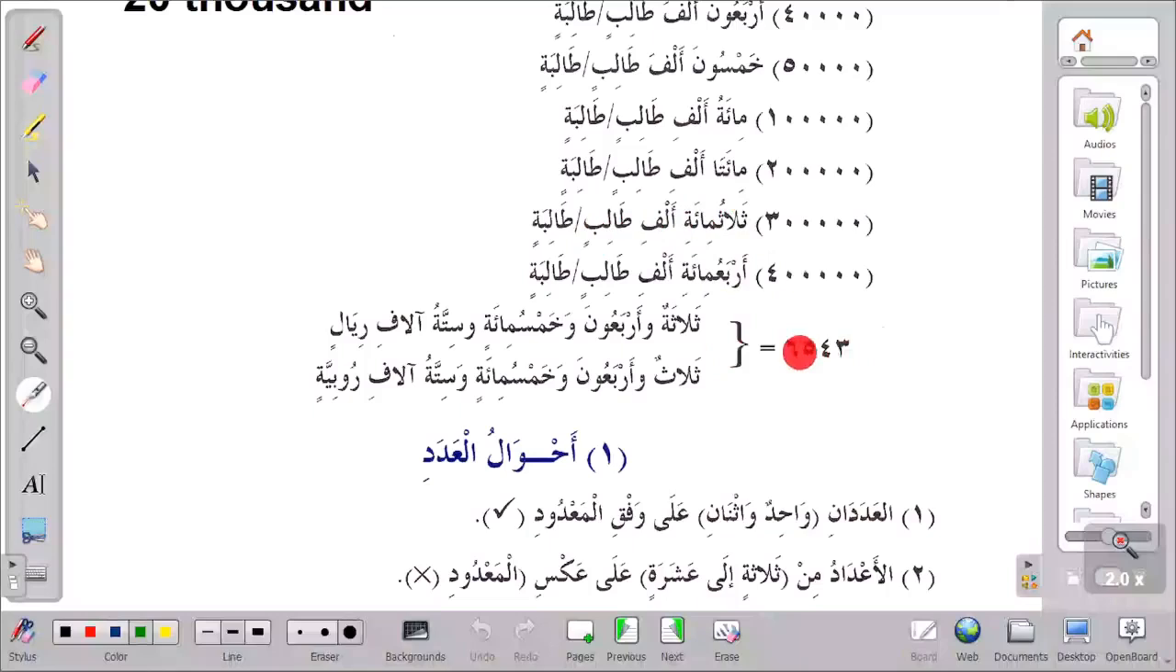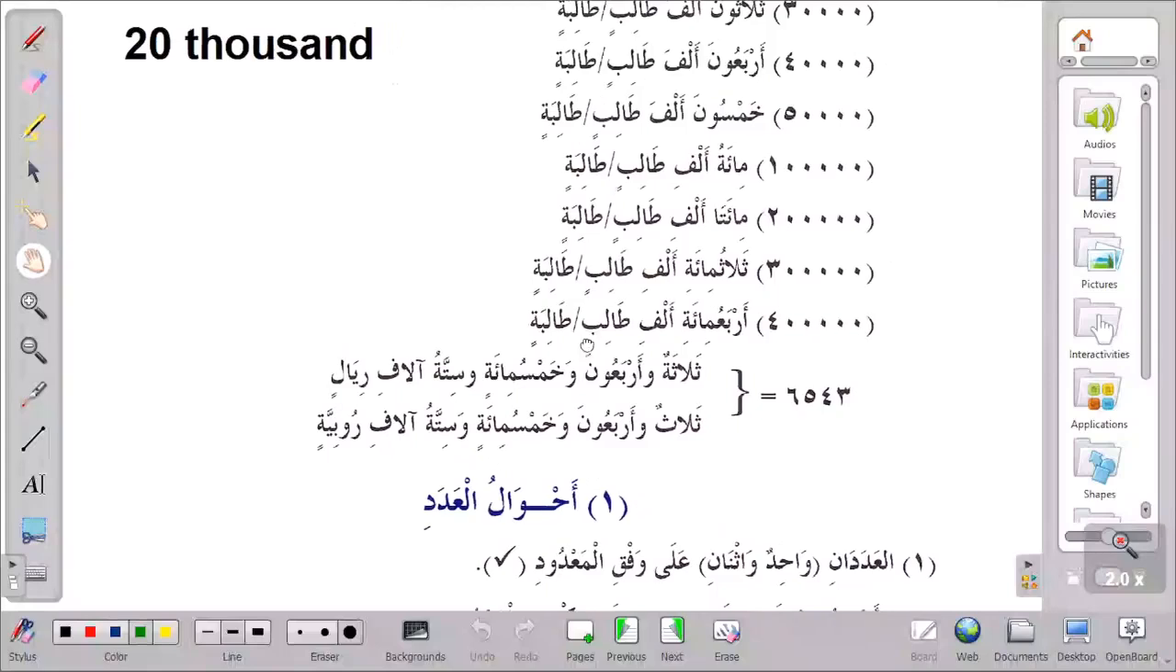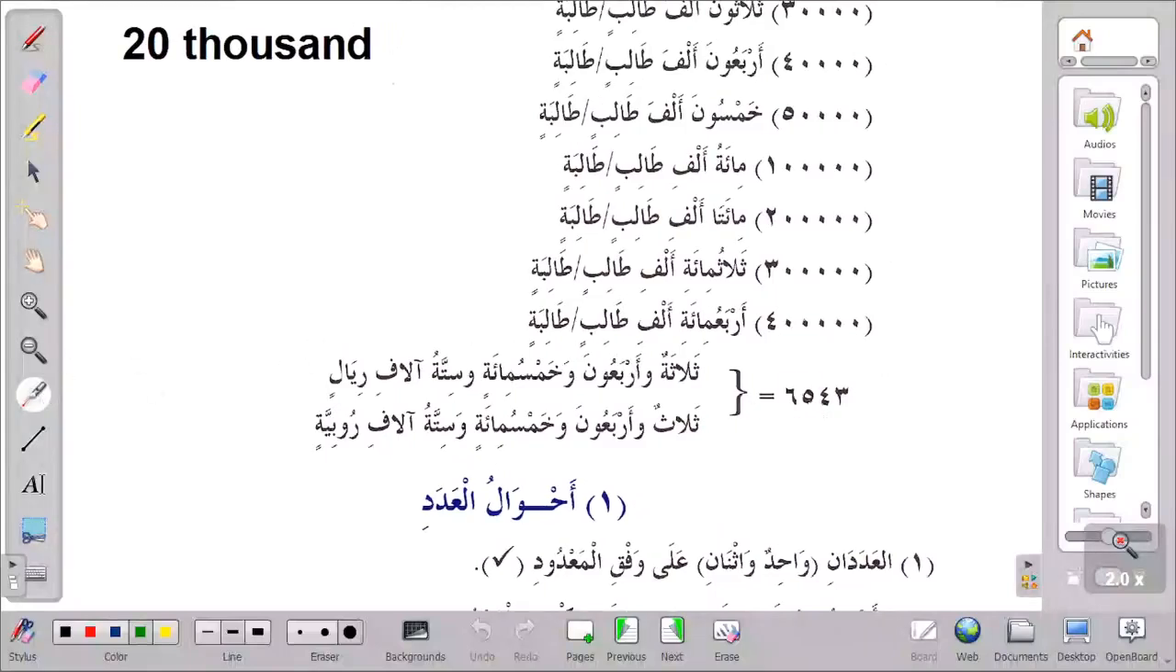Now let's look at this number. Here, he is trying to teach us how to conjugate it. This is 6,543. Let's look at how we conjugate it. When you see numbers like this, there are different ways of conjugating it, and all will be correct. It depends on what you choose. The author chose to count it like this, in this direction.